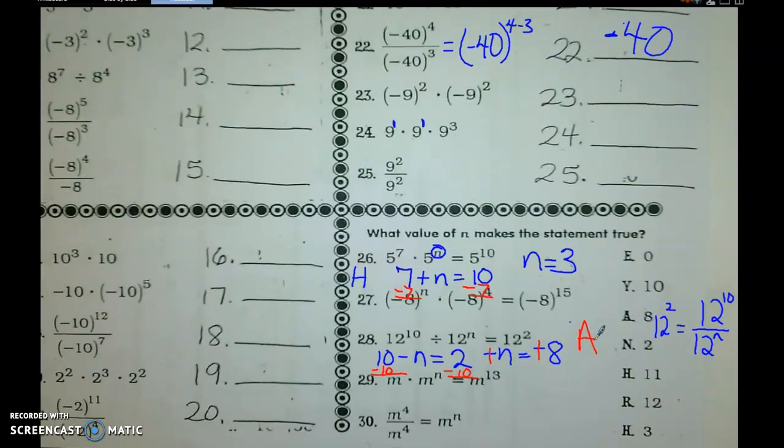Looking at number 30, okay, trust yourself when you're working through number 30. You're going to subtract the exponents. So m to the 4 minus 4 equals, and you know what 4 minus 4 equals, so that's going to give you m, and then you're going to have whatever your exponent is right there, okay? So go ahead and finish that one up.